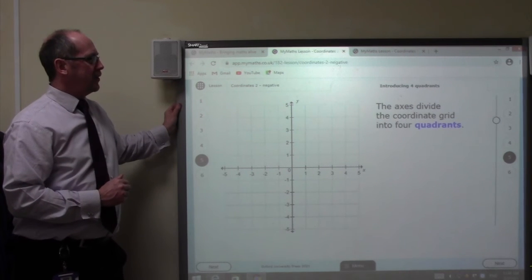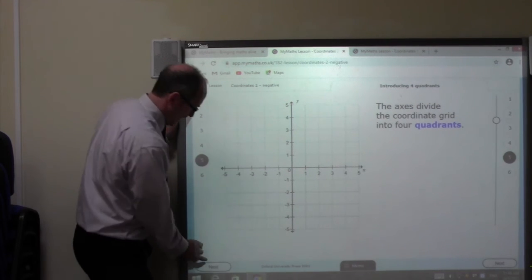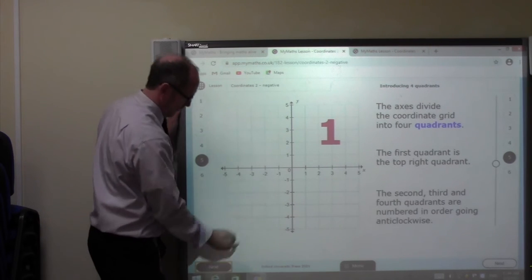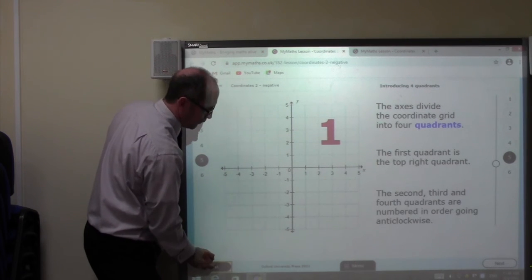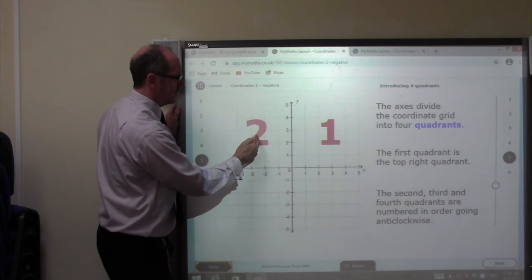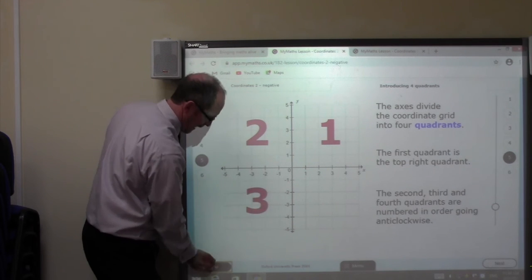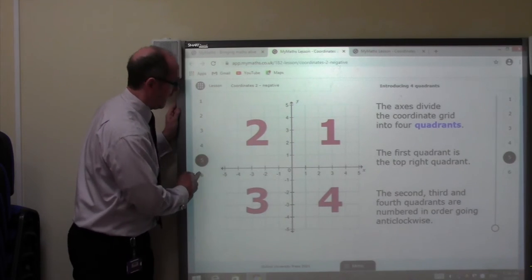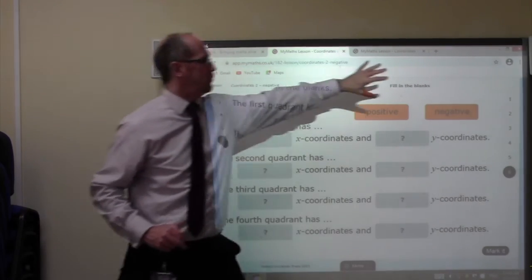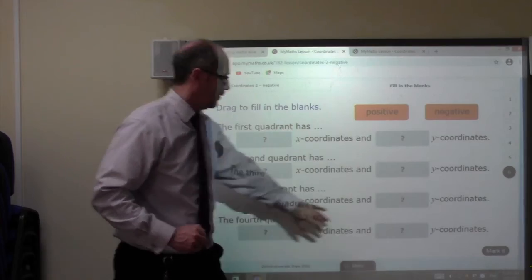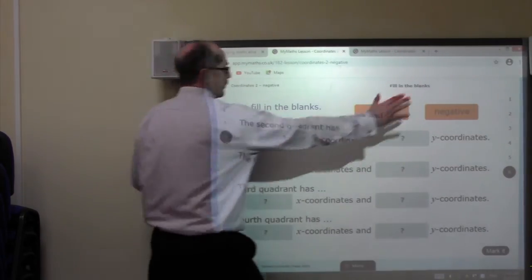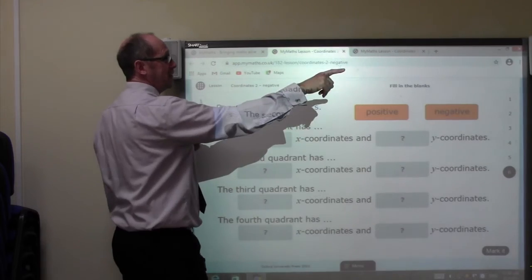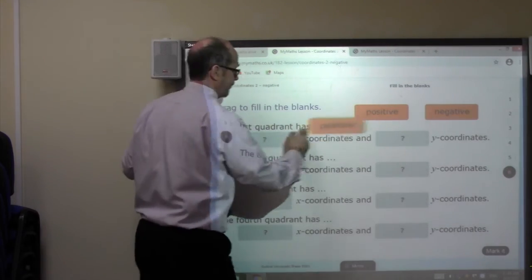The axes divide the coordinates into 4 quadrants. So this is the bit you need to know. Quadrant 1, then it moves along. The second, the third and the fourth quadrant are numbered and they go this way: quadrant 2, quadrant 3 and quadrant 4. So up in that corner there, which is the first quadrant, the numbers are going to be positive and positive.